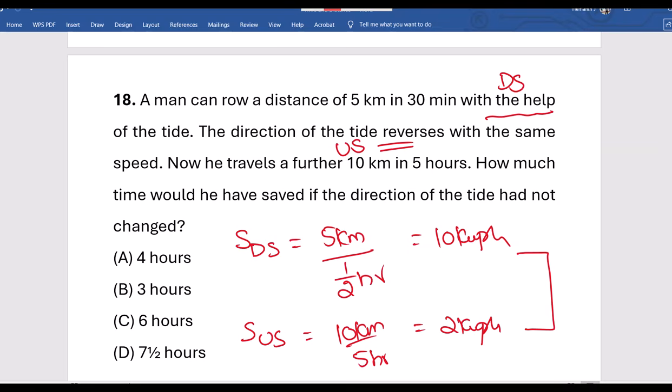Now, can anyone answer this question? What are they asking? How much time would he have saved if the direction of the boat had not changed?